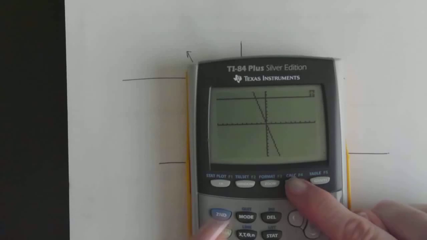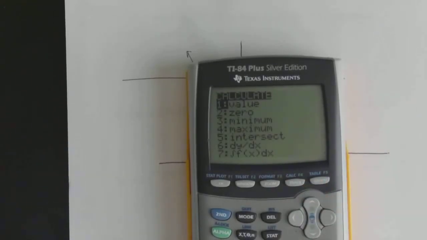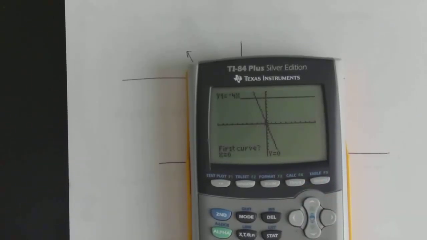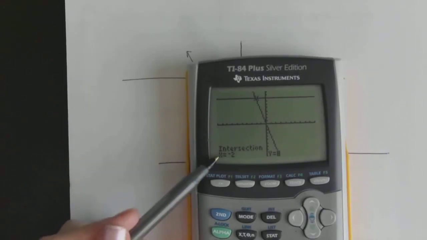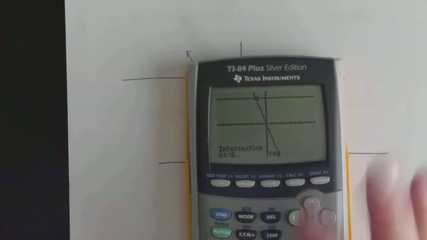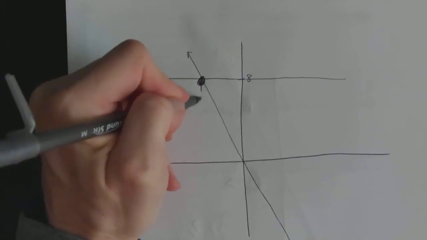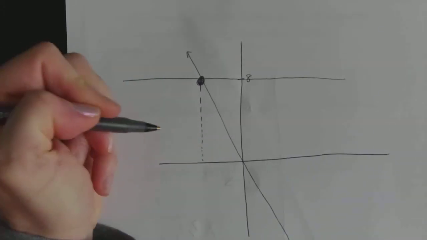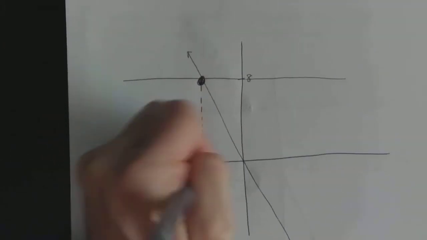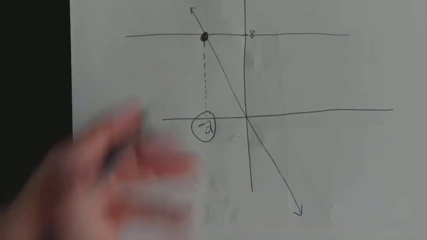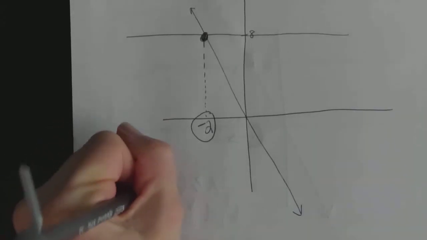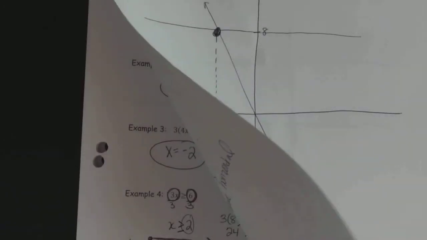Excellent. Now, let's find the edge. Let's find where they intersect. So if we come back to the calculator and we do second calculate, number 5, enter on the first curve, enter on the second curve, and let's take a guess. Okay, I'm getting x equals negative 2. So this x that hooks up with that point of intersection, aka the edge, is negative 2. So our answer is going to have something to do with negative 2.